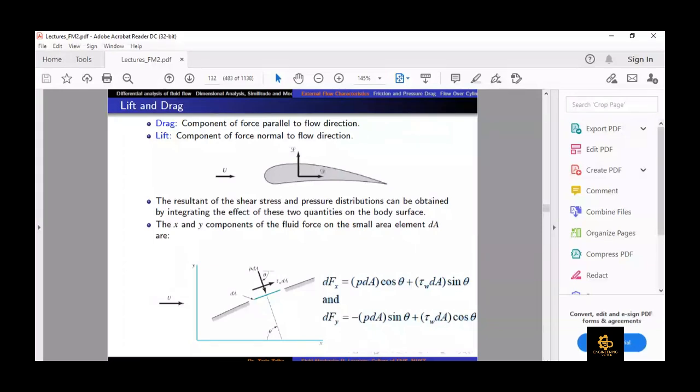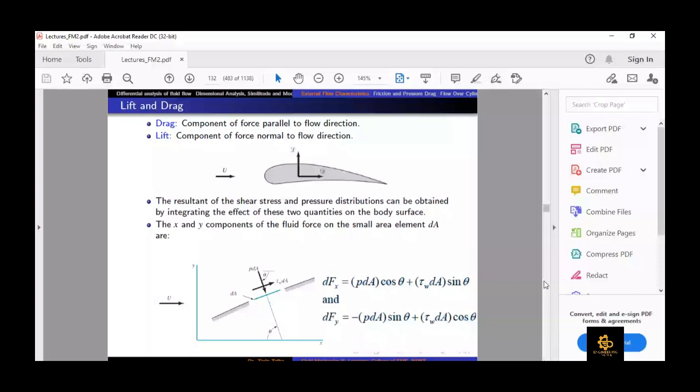There are certain characteristics of flow which we need to determine, discuss and analyze in the case of external flow. Two major characteristics are lift and drag force. This is basically just a brief recap of the last class. Drag force is the component of force parallel to the flow direction, while the lift force is generally perpendicular to the flow direction. We can determine the drag and lift force by doing the integration on a differential element, and we discussed it in the last class.